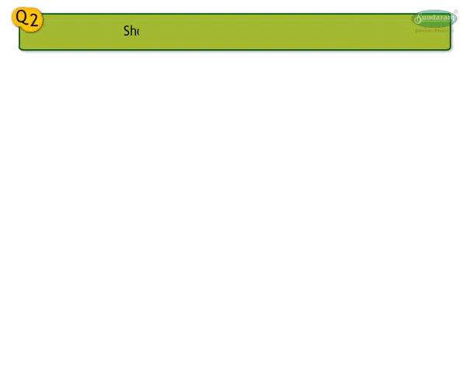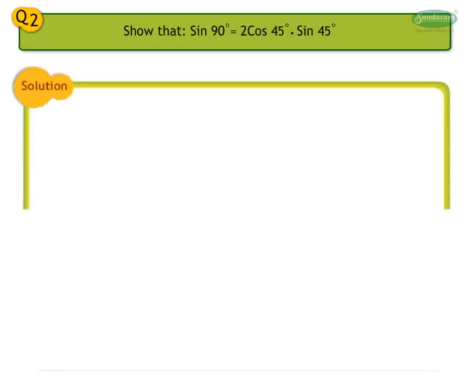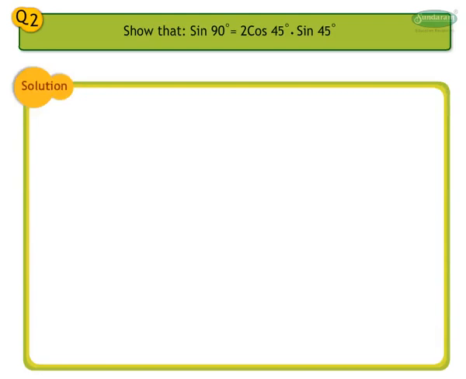Question 2. Show that sin 90 degrees is equal to 2 cos 45 degrees into sin 45 degree. Solution. Find the left-hand side value and right-hand side value and then prove that both sides are equal. 1. On left-hand side, we have sin 90 degrees is equal to 1. Mark it as equation 1.